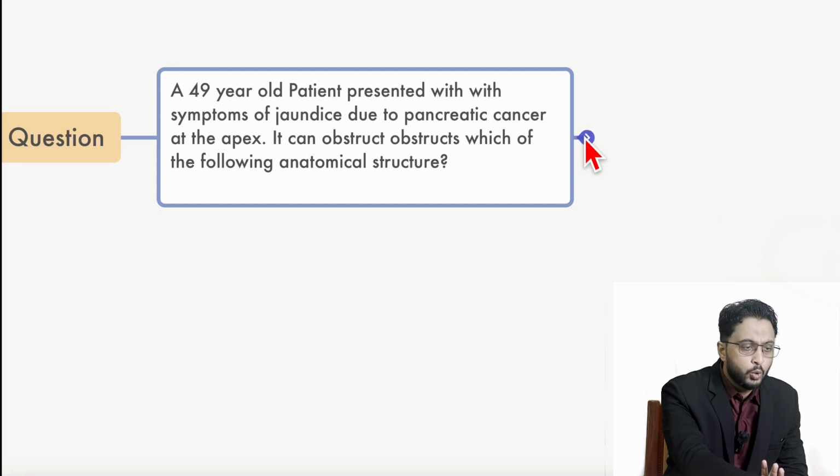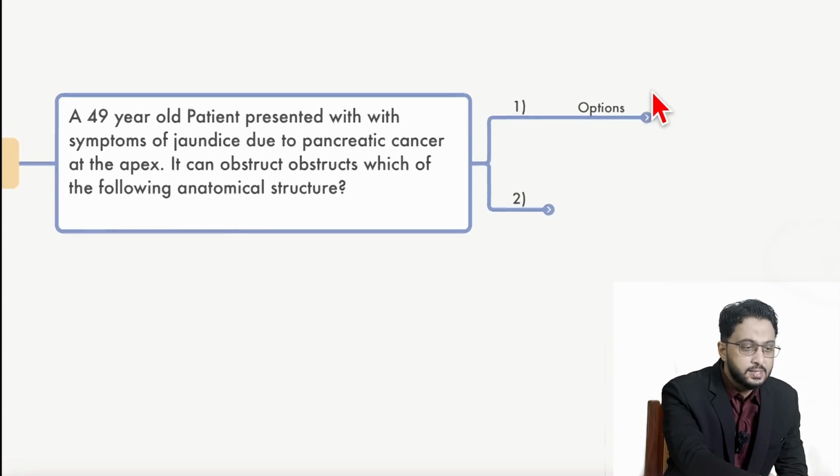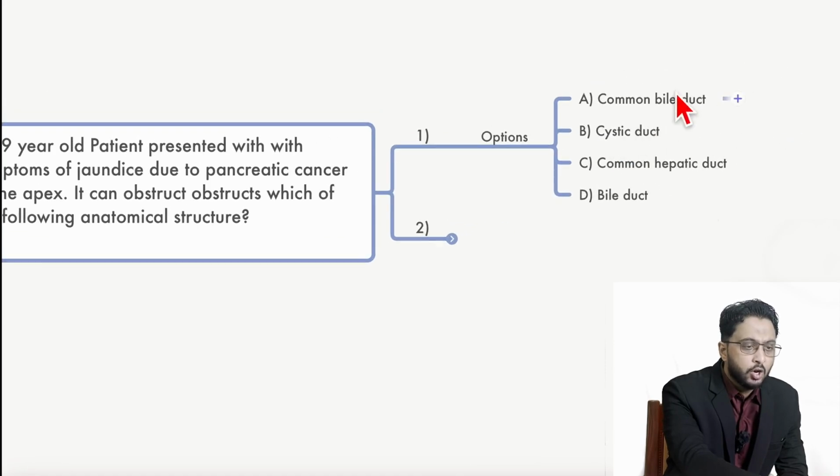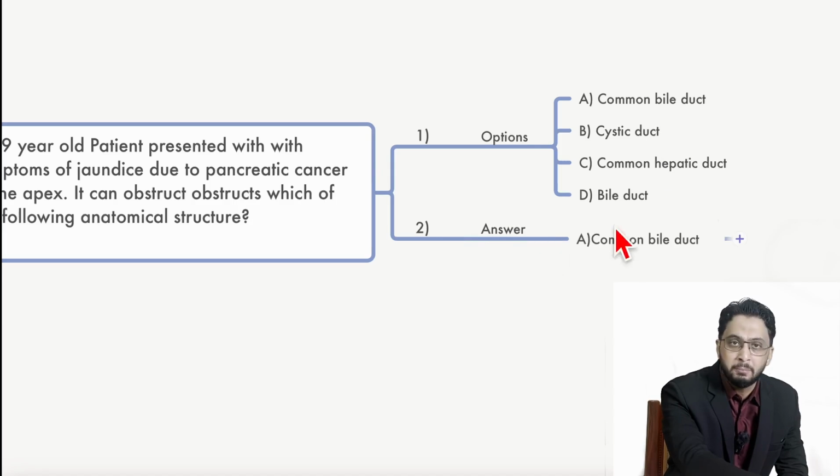Now, if you go into this, you will see that the options given are common bile duct, cystic duct, common hepatic duct, and bile duct as such. It's very easy to say that the answer is going to be your common bile duct. But then, you might not be familiar with these terms, cystic duct, common hepatic duct. Bile duct is just a general term.